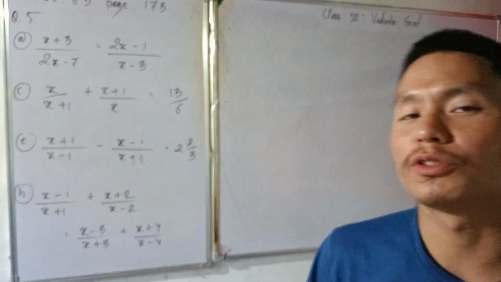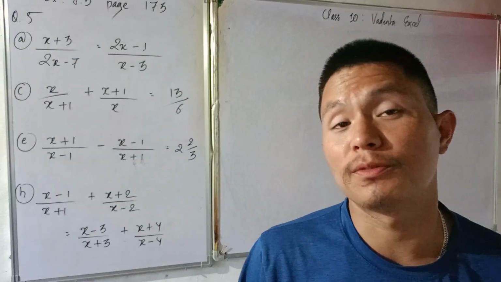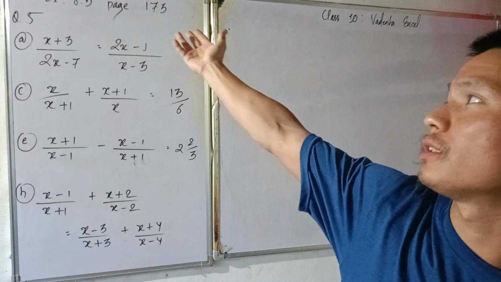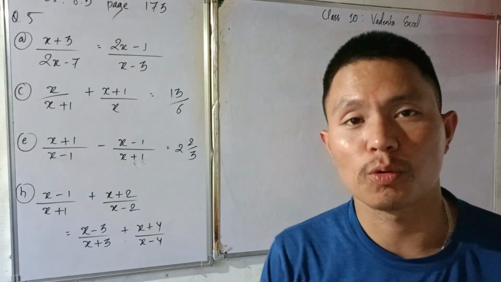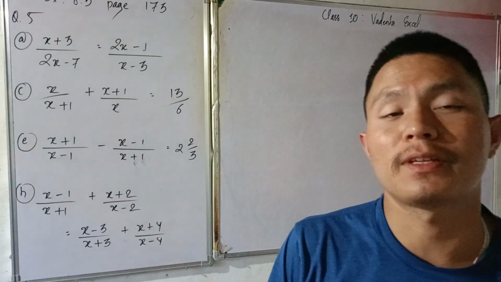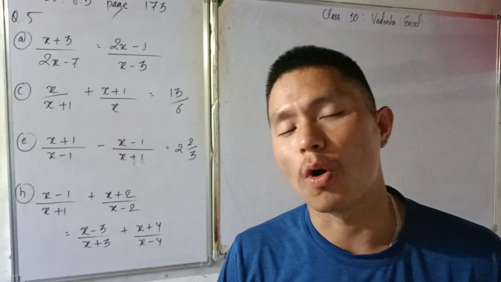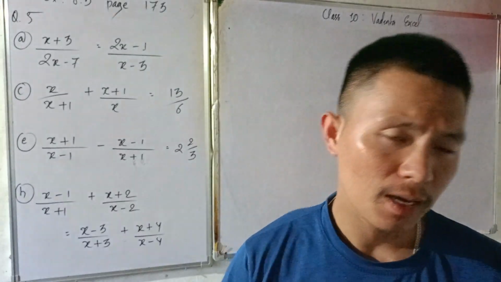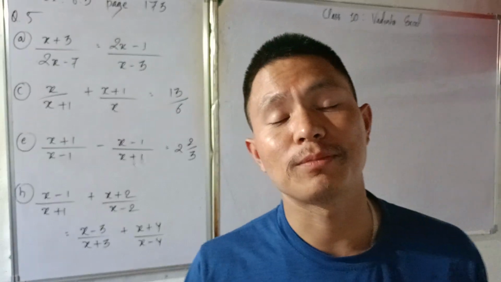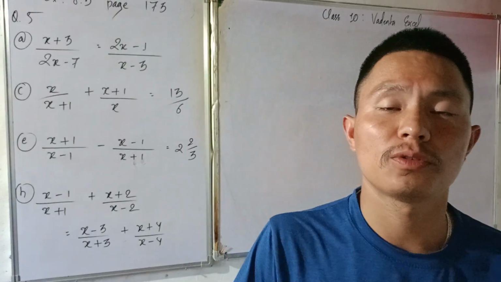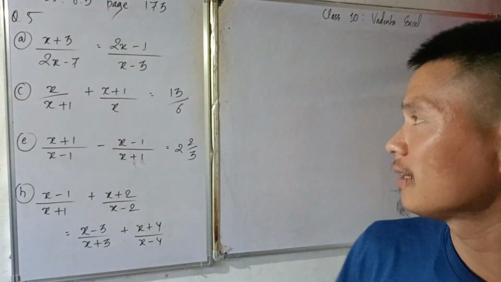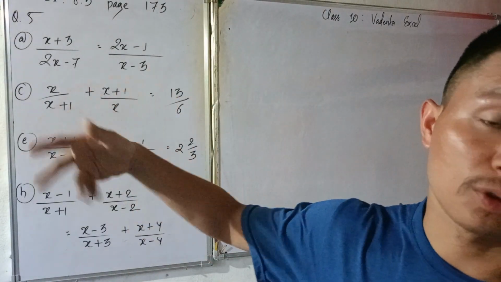So we are going to start question number 5 of page number 173, exercise 8.3. This is Vedanta Excel, solving quadratic equations by using the direct formula. In the previous video we have done up to number 4, and now today, question number 5.